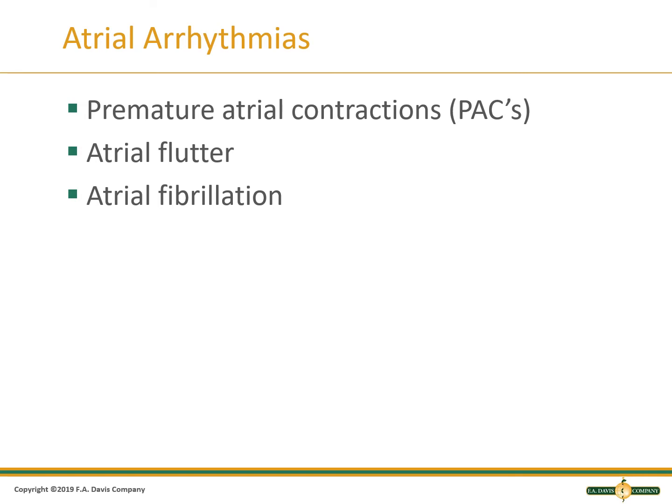Supraventricular arrhythmias are arrhythmias originating above the ventricles. The classic sign will be that the QRS complex is less than or equal to 0.10 seconds in the presence of an arrhythmia. We will further discuss premature atrial contractions, atrial flutter, and atrial fibrillation in the next slides.